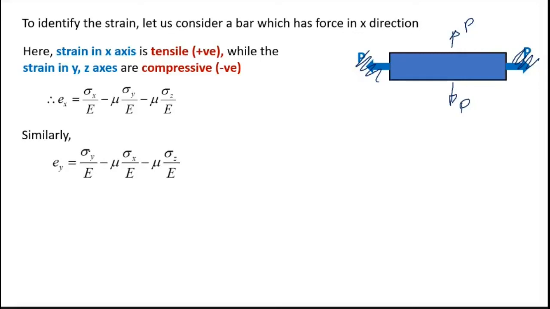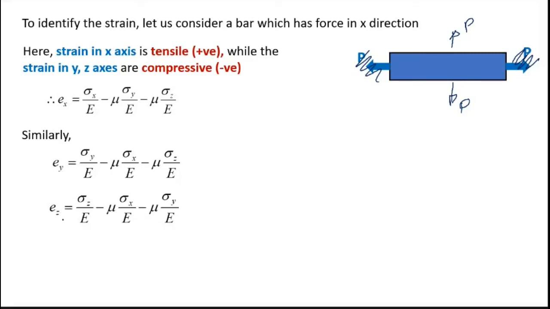Since y is longitudinal, strain is sigma y by E minus mu into sigma x by E minus mu into sigma z by E. So this is lateral, these two are lateral. You will get an equation. Similarly, strain in z direction will be sigma z by E minus mu into sigma x by E minus mu into sigma y by E. So this is for z direction alone. இப்போ தனித்தனியா strain கண்டுபிடிச்சிட்டேன். So I have got the strain in x separately, y separately, and z separately.